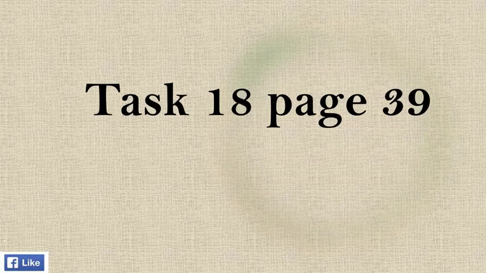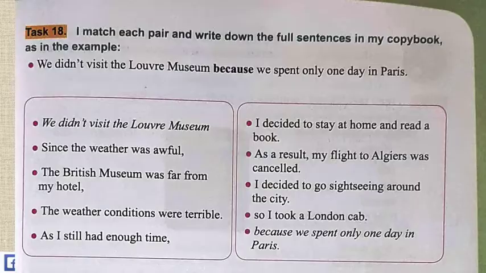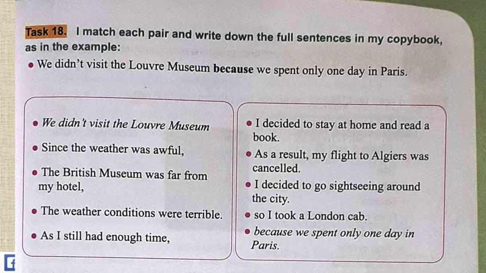So, Task 18, page 39. I match each pair and write down the full sentences in my copybook, as in the example. We have here in column 1 sentences that represent cause or effect. On the other side, we have the second part of each sentence. احنا راح نحاولوا نربطوا الجزء الأول تاع الجملة الطرف الأول مع الجزء الثاني تاع الطرف الثاني.